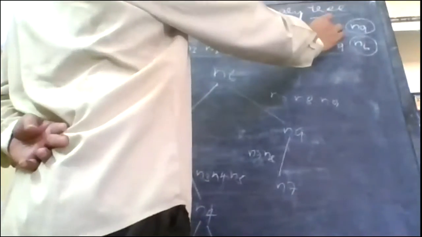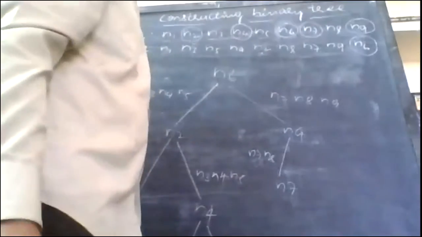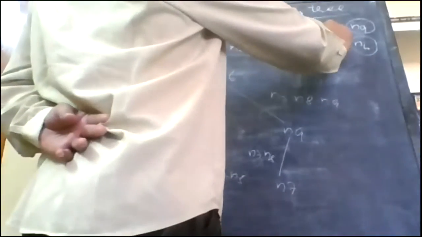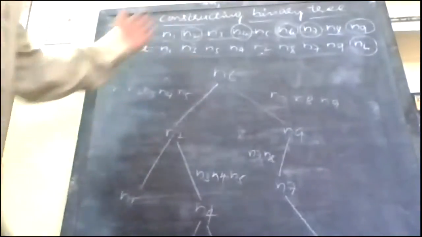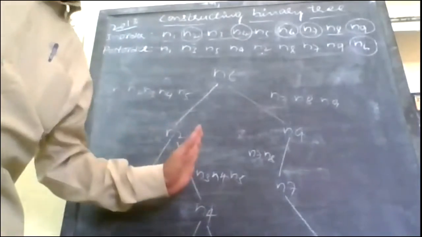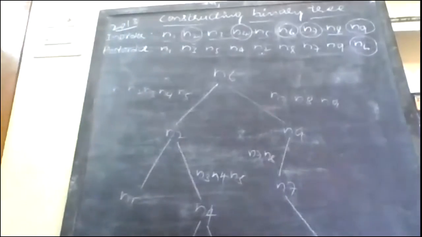Now I have to go back to this post order. Now N7 I have to encircle. So only one element I find, which is on the right side. So this is the tree. Now the tree is successfully constructed.